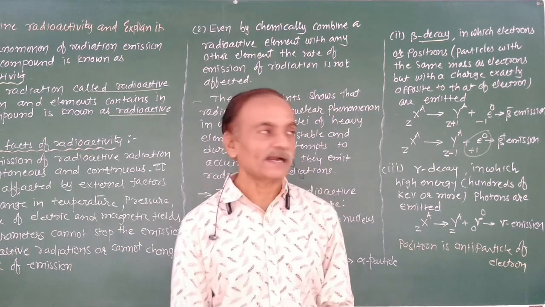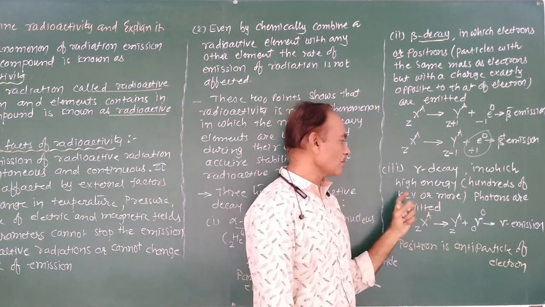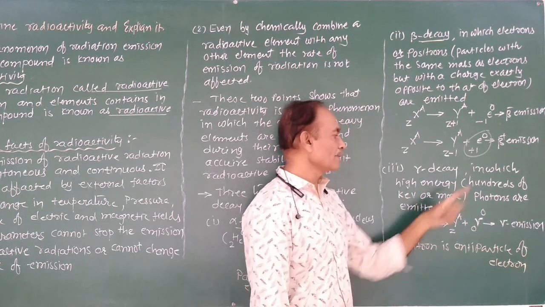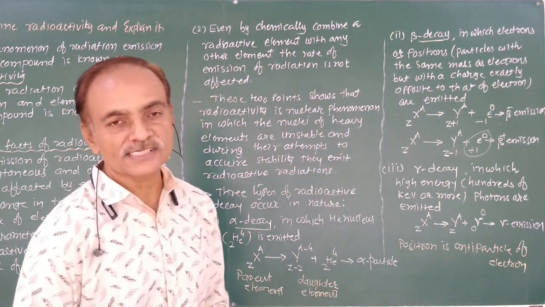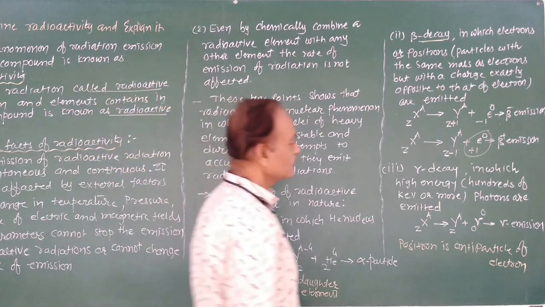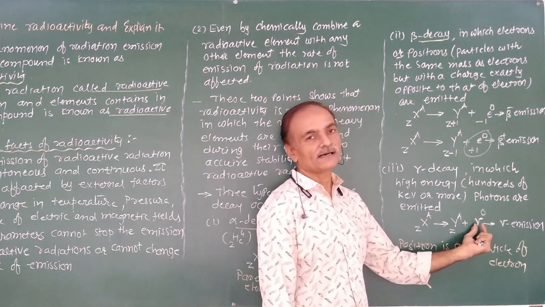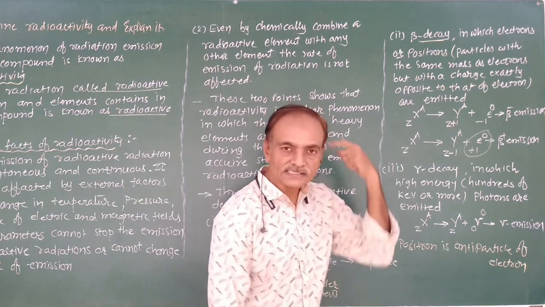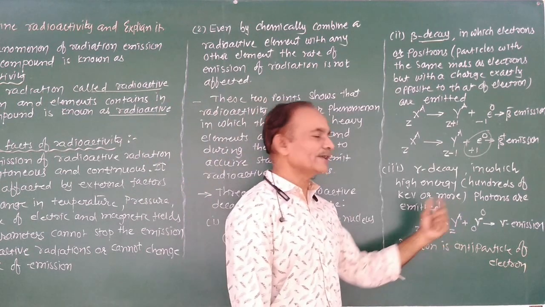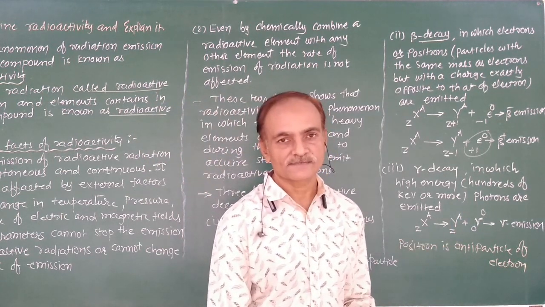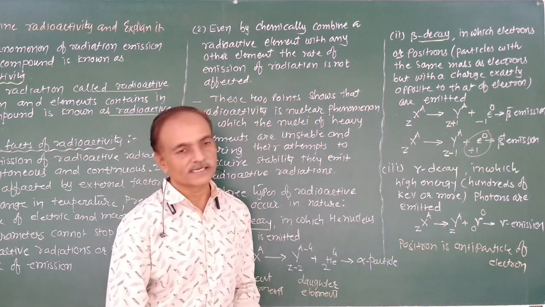And the third decay is the gamma decay. During the gamma decay, high energy photons, that means hundreds of kilo electron volts or more, are emitted. So X(Z,A) converts into Y(Z,A) plus gamma. Here the gamma emission takes place. Gamma is not a particle, therefore the atomic number and atomic mass of the daughter element do not change. Only energy in terms of kilo electron volts or mega electron volts is emitted.